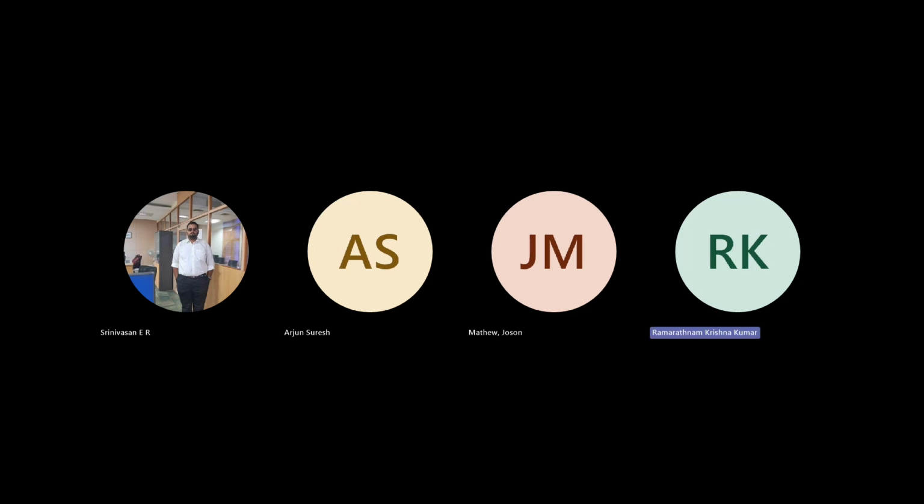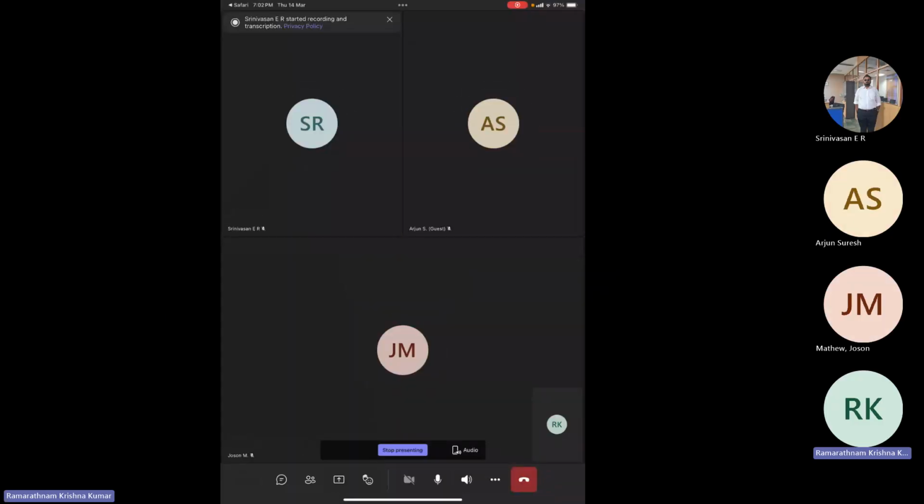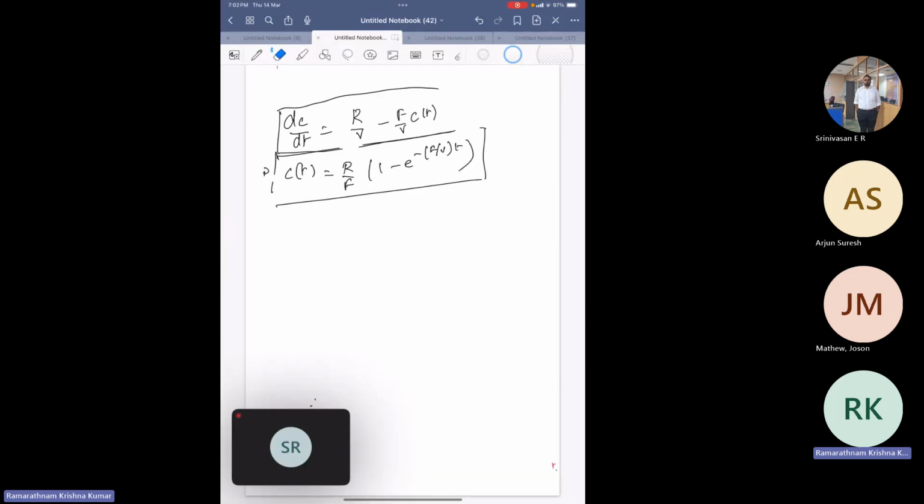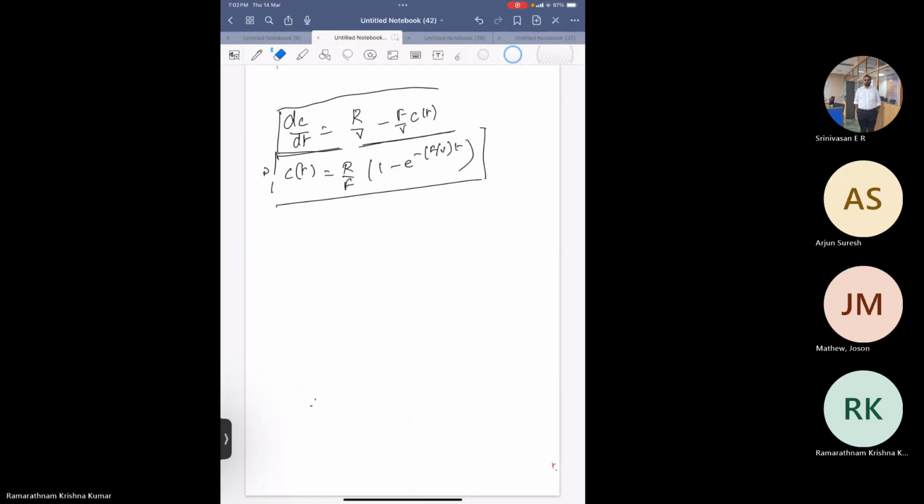Okay, so what we will do is, before we go, let me share my screen with the next one. Josan was curious as to how we got this to this. How do I solve this?